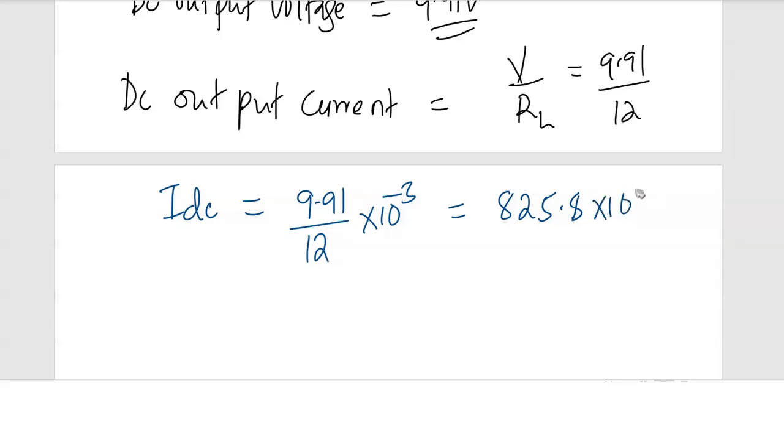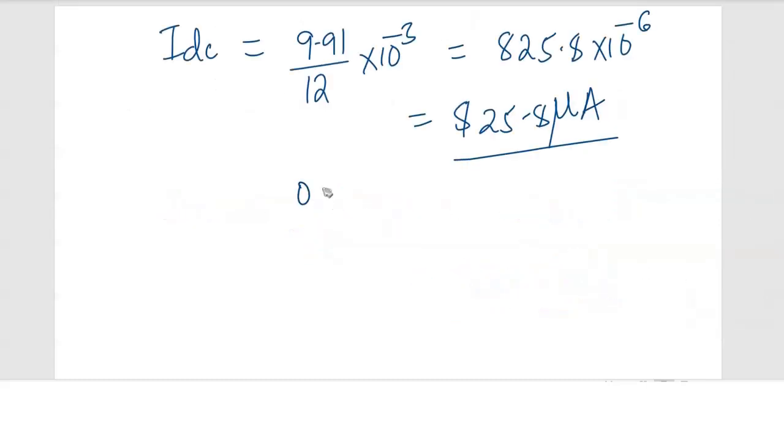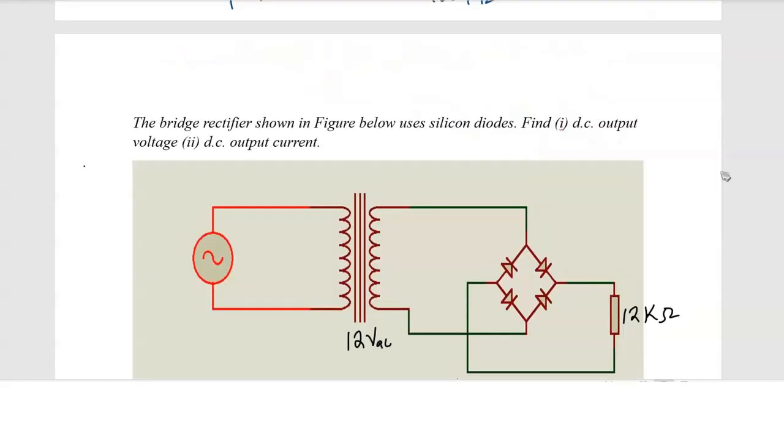825.8 times 10 power negative 6. So this gives us 825.8 microamps, or this can as well be 0.8258 milliamps. So that is the DC output current and voltage.